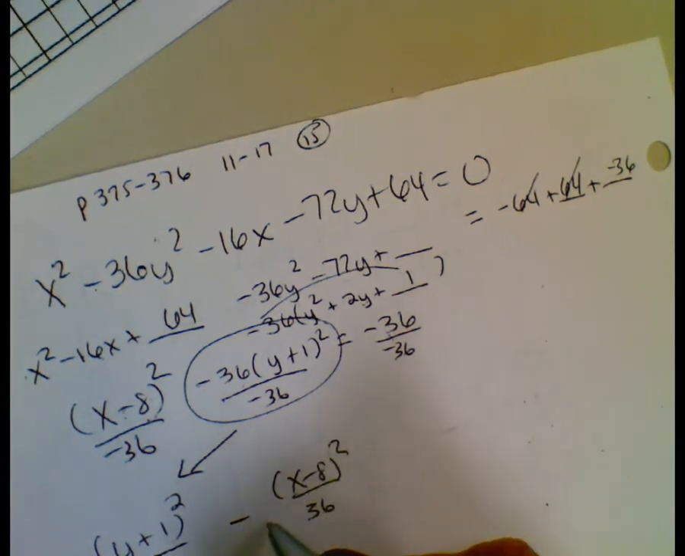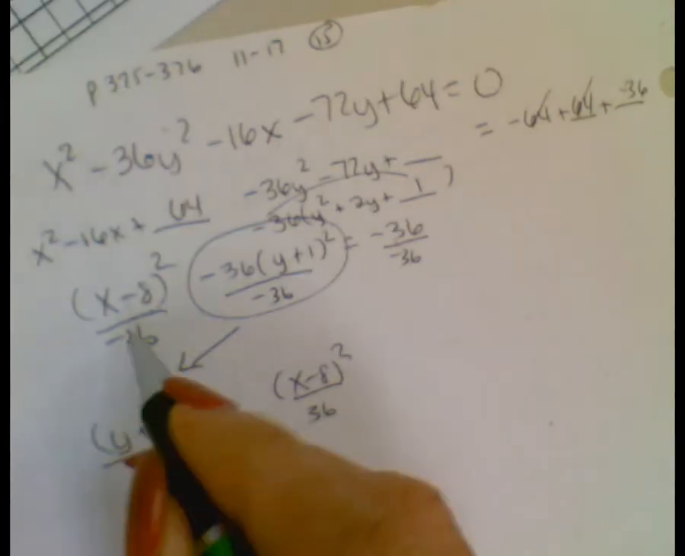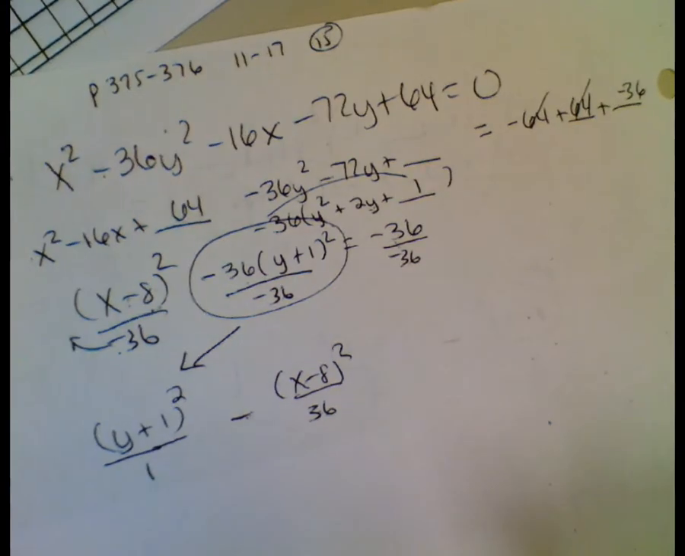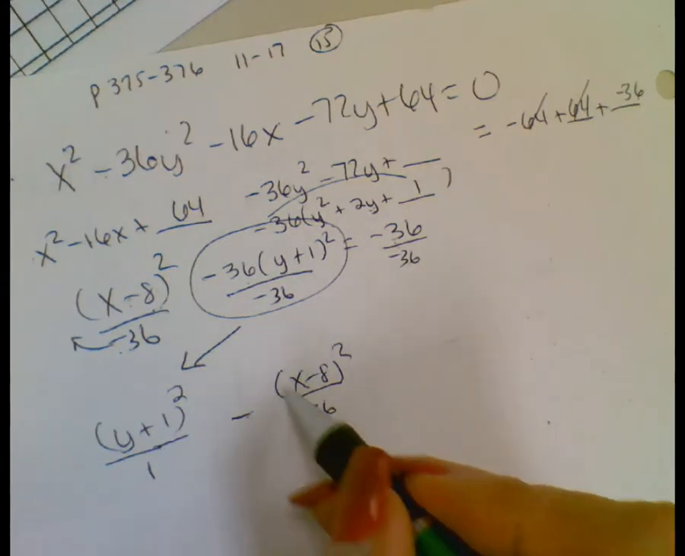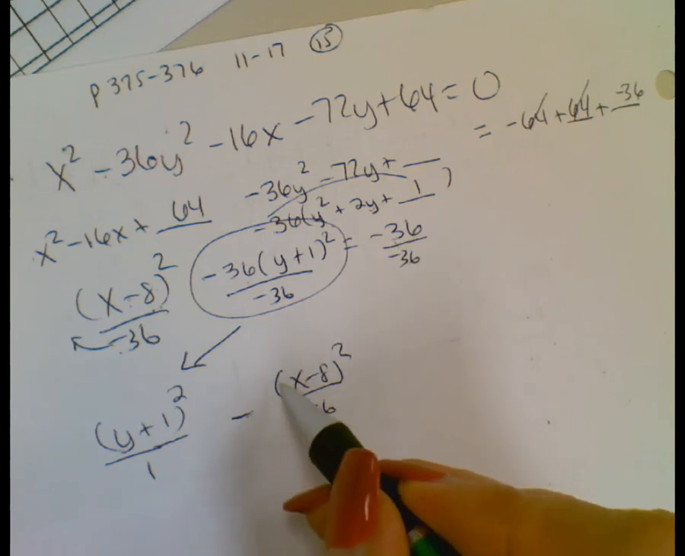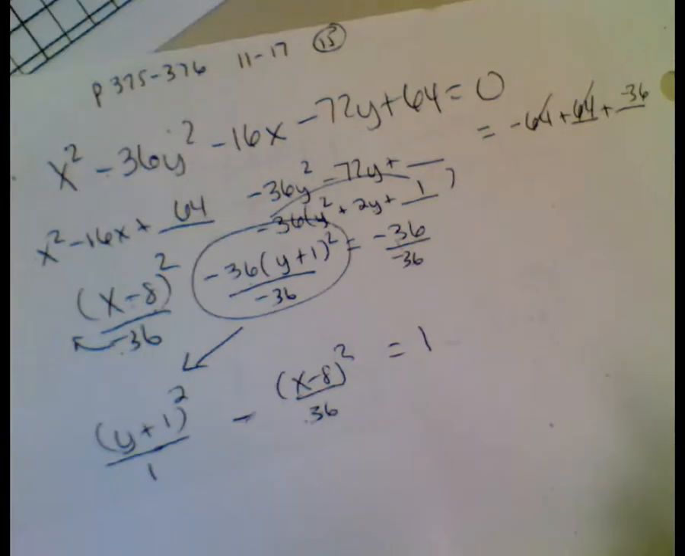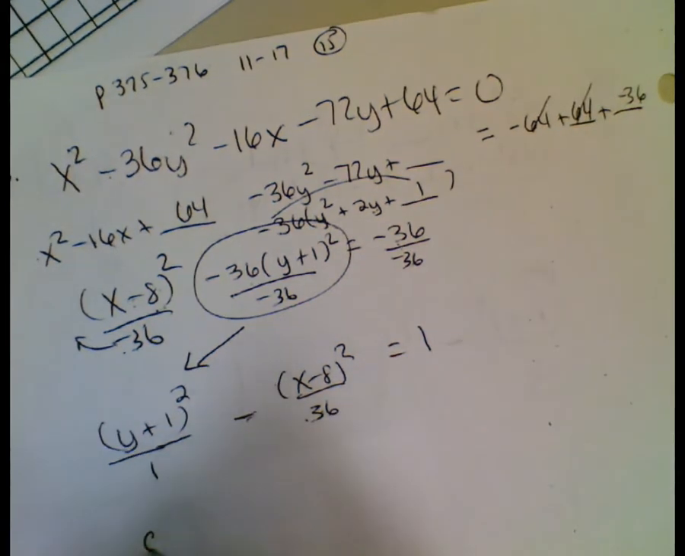That negative 36 is right there. I'm not going to write negative 36. I'm going to make that negative go out in front right here. So a negative is free floating in a fraction. If you have a negative bottom, it can go in the top or it can go in the middle. I put it in the middle, equals 1. So the center is 8, negative 1, and this one goes up and down because the y is first.